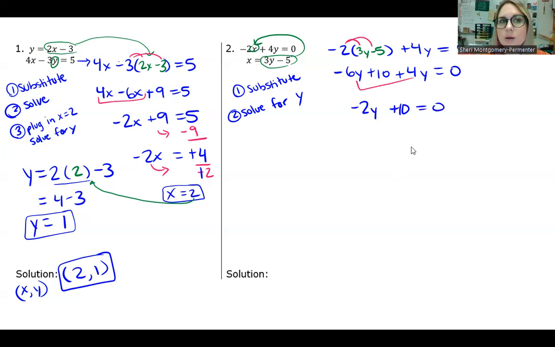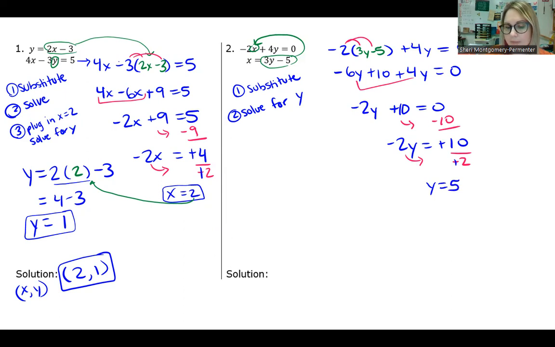This is a two-step problem. What do I do first? Move the 10. So I'm going to subtract 10. Last step. What is my last step? Divide by -2. What happens when you have a negative divided by a negative? Positive. Very good. So I have 10 divided by 2. 10 divided by 2. What do I get?